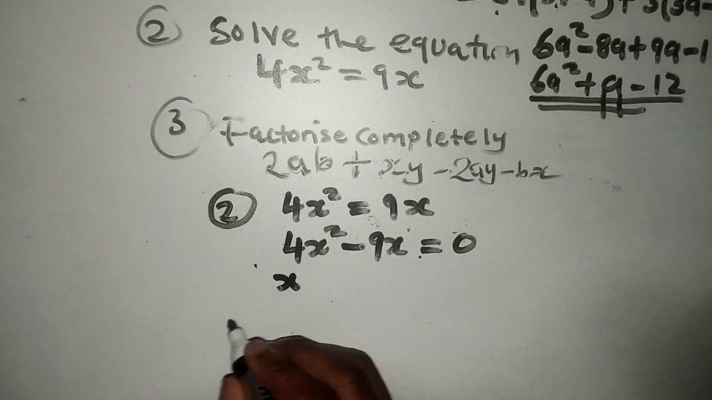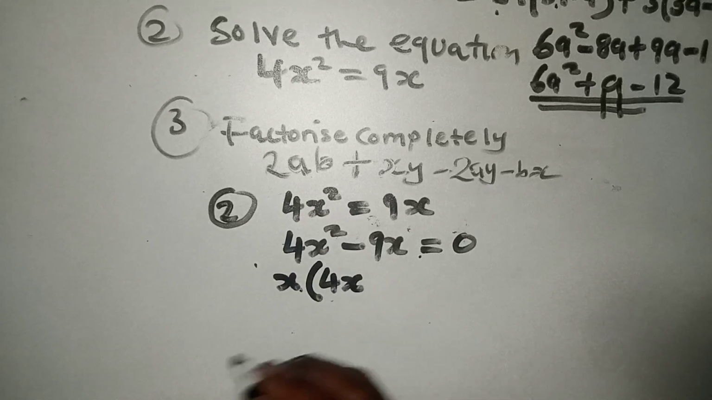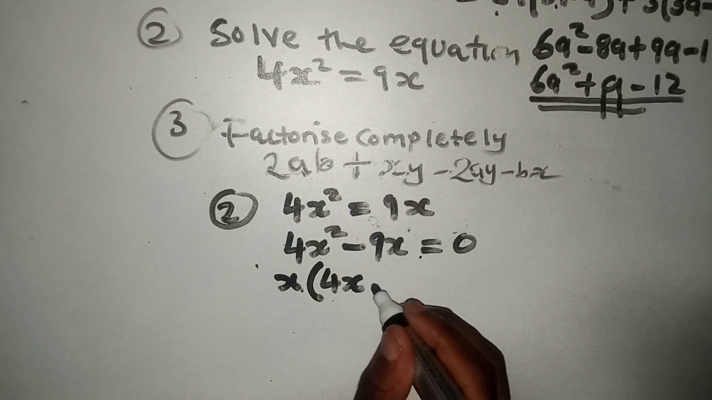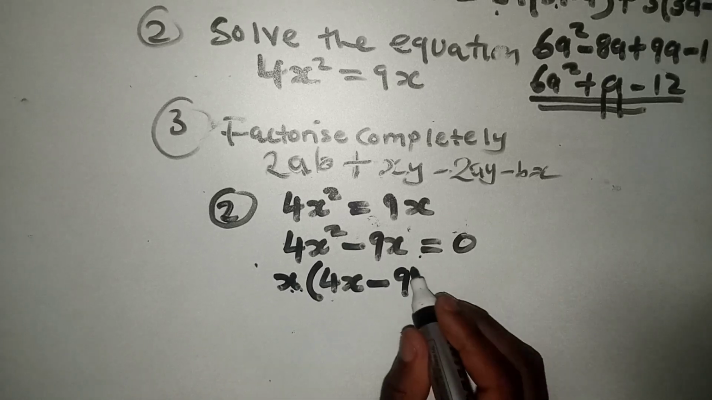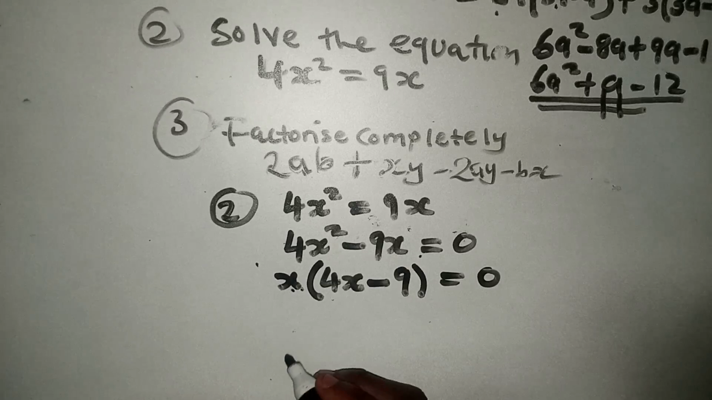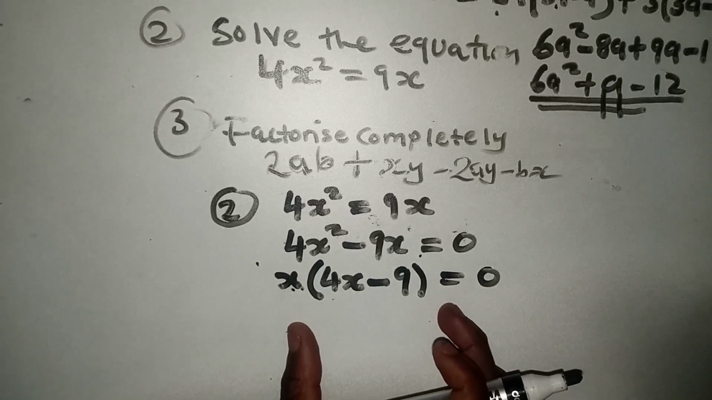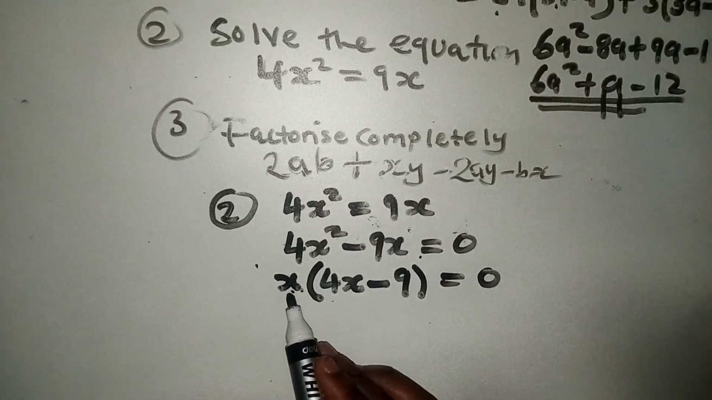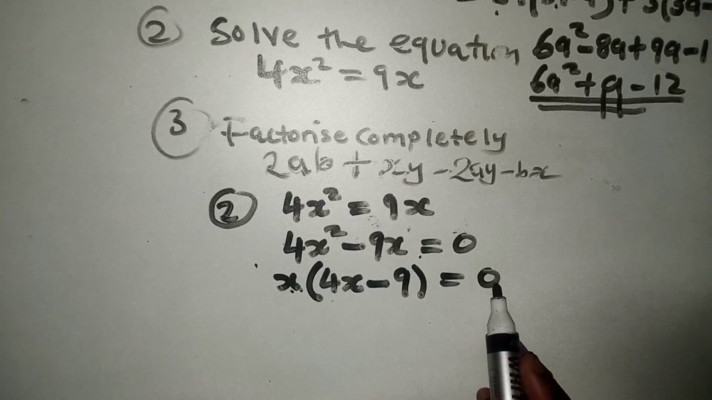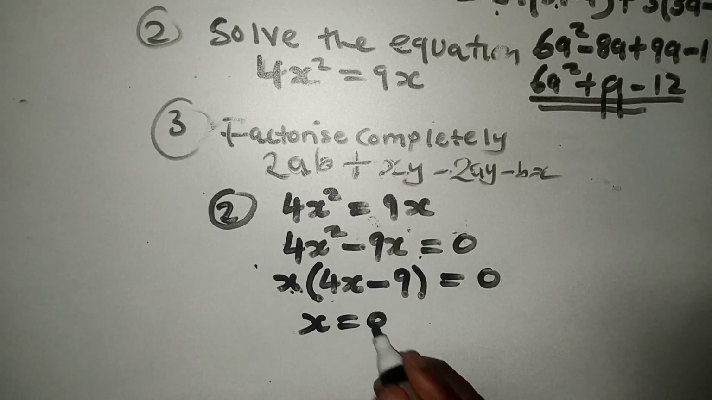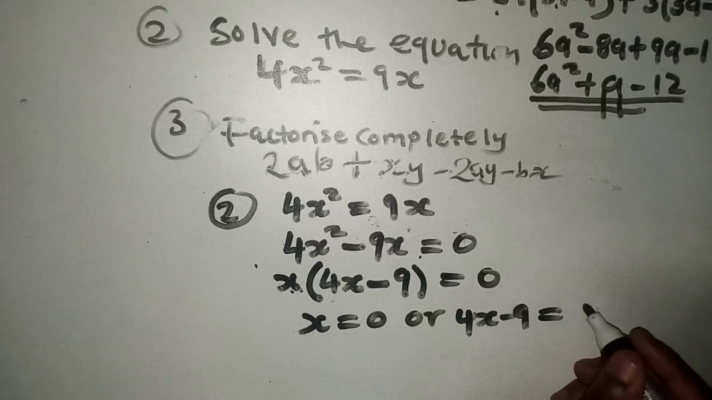So you say x into 4x squared, the result would be 4x. Your operation here is minus. Then x into 9x will give you 9. Then close bracket equal to 0. As you can see, you apply your zero product rule, meaning x is equal to 0, and also everything in the bracket is equal to 0. So you say x is equal to 0, or 4x minus 9 is equal to 0.